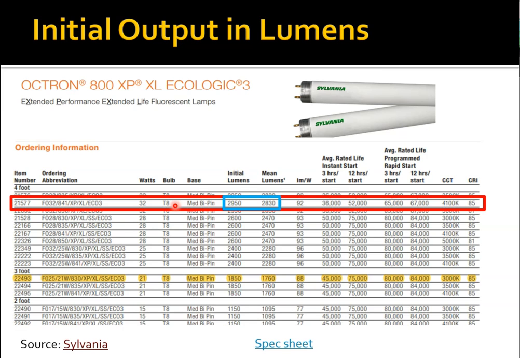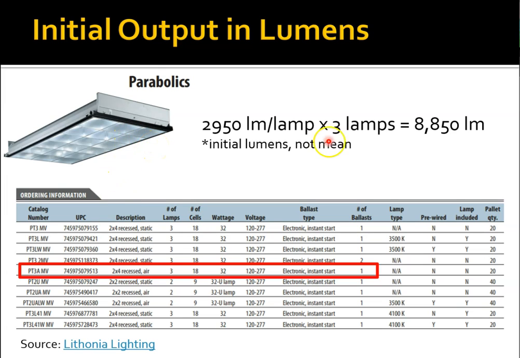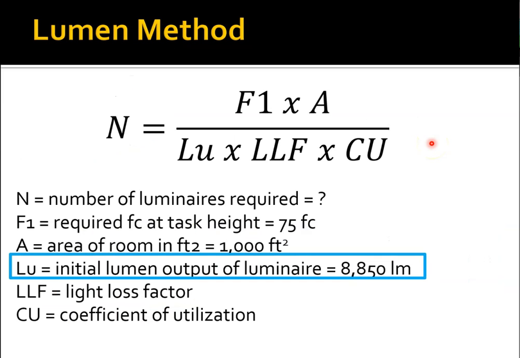All right. So now we have our lumens, and we're going to use the initial lumens, to be clear. Remember, we have to go back to the luminaire. We have 3 lamps. They're 2950 initial lumens per lamp times 3, so 8850 lumens. That is our initial lumen output. Like I said, it's not quite as easy as just picking a lamp and multiplying it by the number of lamps per luminaire.